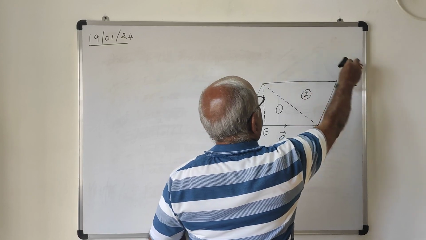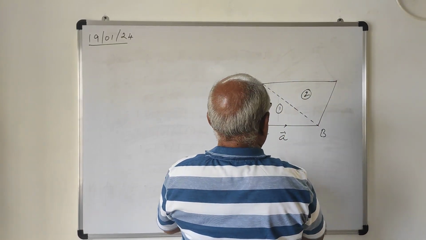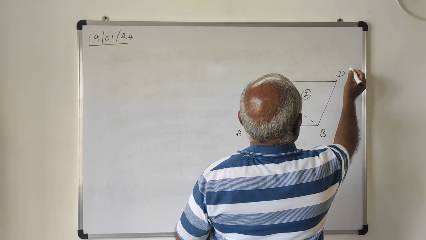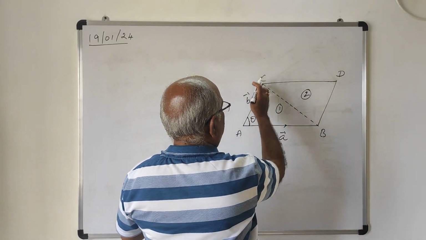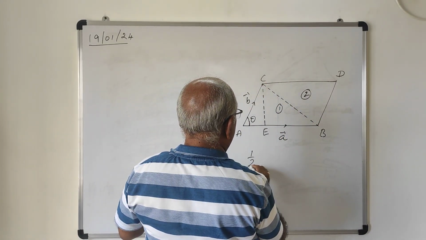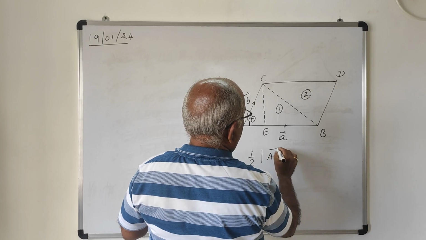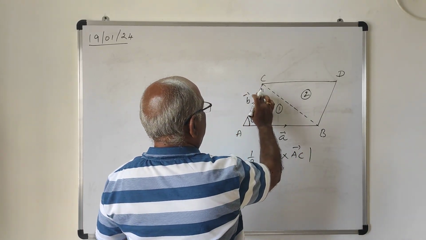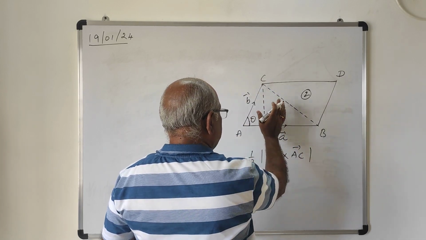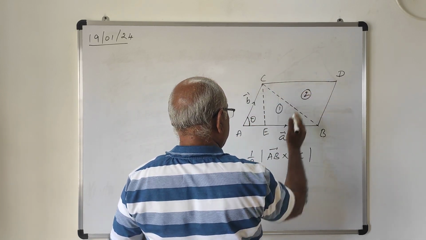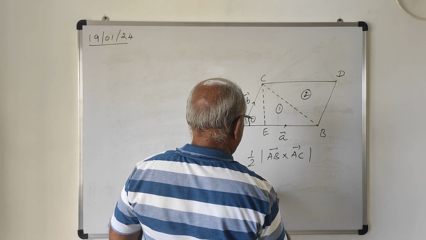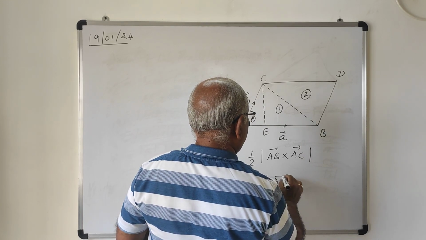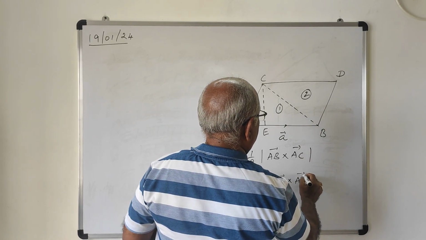Suppose you consider this A, B, C and D. You consider the triangle A, B, C. You know the area of the triangle is half mod AB cross AC. The other is again another triangle of the same area. Therefore, two times half AB cross AC is the area of the parallelogram.